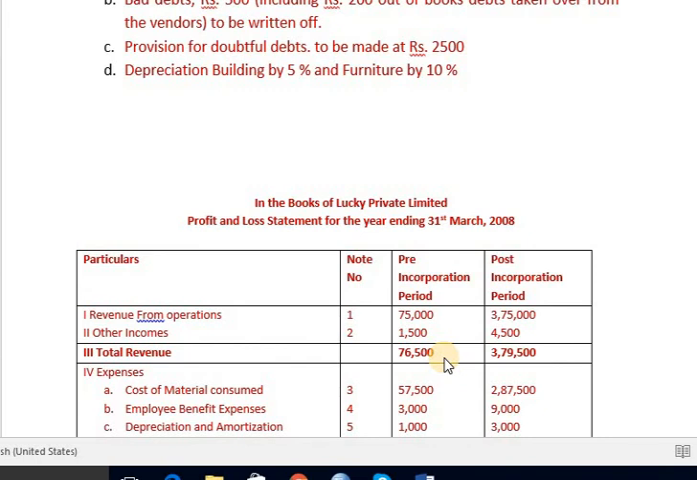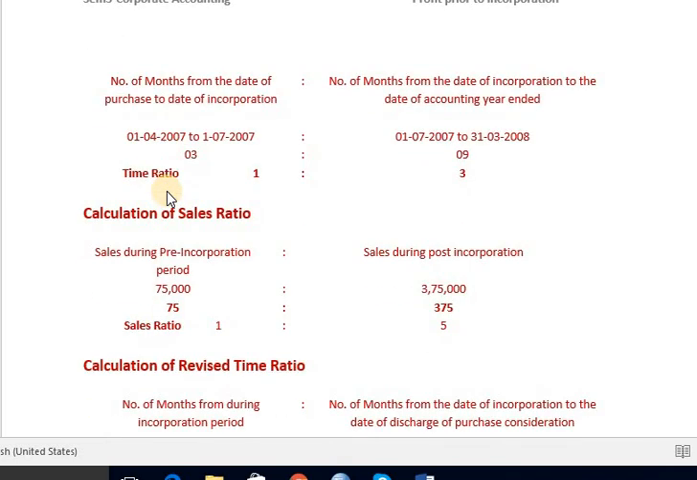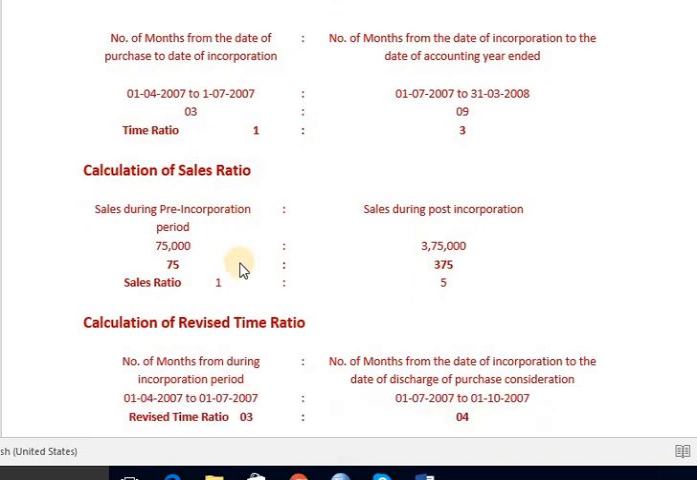Though the problem relates to an earlier year, we are solving it based on the Companies Act 2013. So first step, calculation of what? Time ratio. Second one, calculation of what? Sales ratio. Then we are calculating even the revised time ratio. Revised time ratio is required for discharging what?